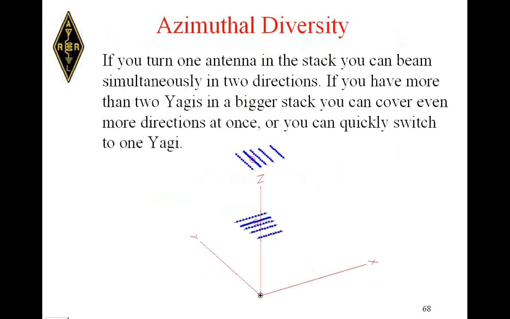That's where you turn one antenna in the stack so you beam two different directions. In this case, I'm beaming east, maybe I'm beaming towards South America from the East Coast. You can cover more directions at once, or you can just simply switch to a single direction on a single Yagi so that you can hear a weak PY that calls you, let's say, in the middle of your European run, and you can hear him better by switching to that antenna quickly.